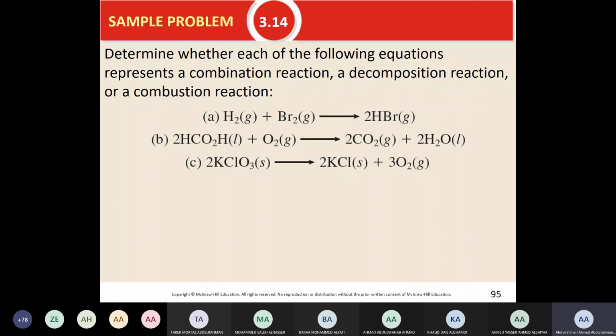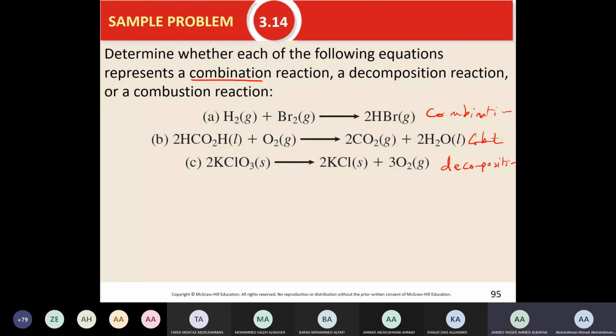Good. Okay, the first question. What type of reaction is this one? Combination. First one is combination. Second one, burning. Combustion. And third one, decomposition. Is this clear? Doctor, yes.